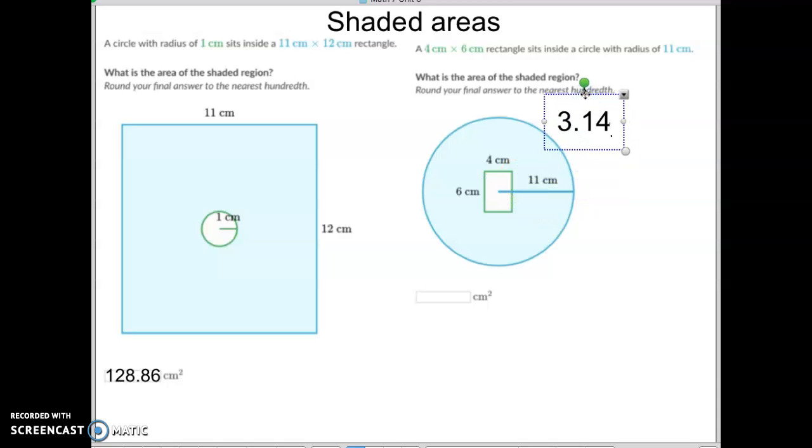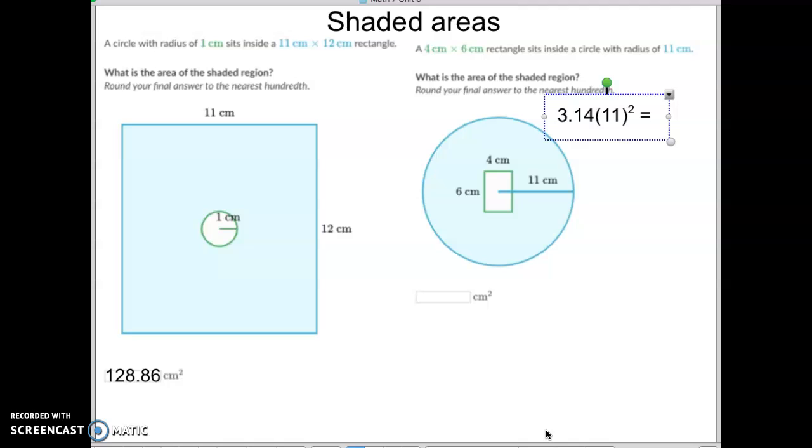3.14 times 11 squared. There we go. And that equals, when we do all that fancy math, I'm going to shrink this a little bit. And see, 11 squared is 121.